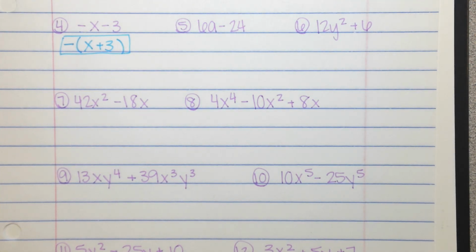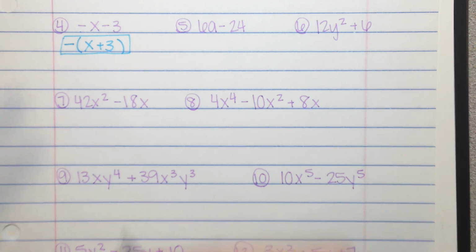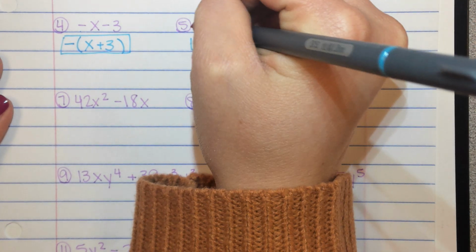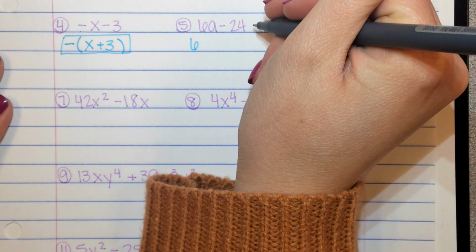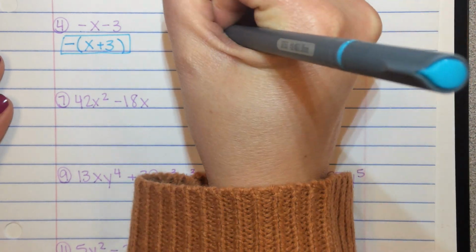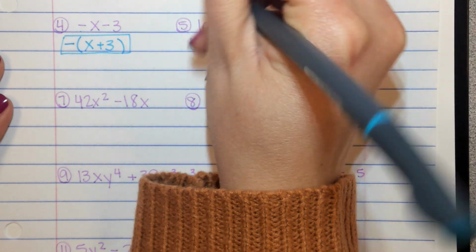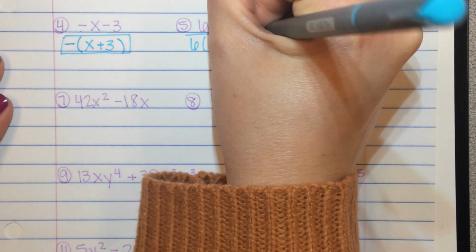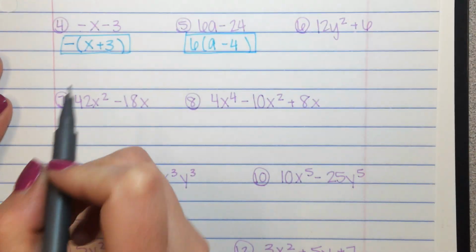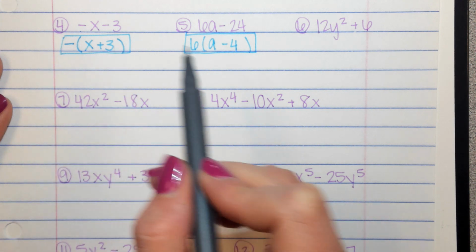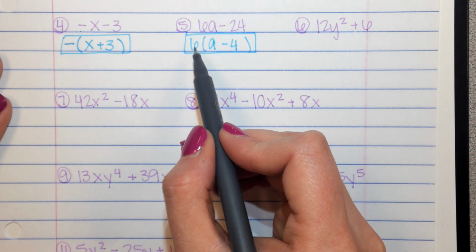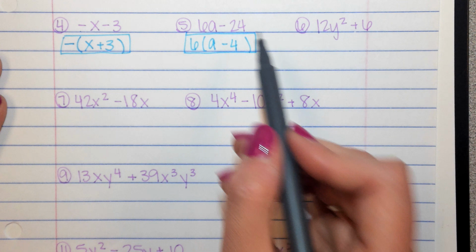Okay. Number 5, we have 6a minus 24. What's the biggest number that goes into 6 and 24 evenly? It's 6. Both of them do not have an a, so we can't pull one out. So 6a divided by 6 is just a. Negative 24 divided by 6 is negative 4. Okay, and you can always check your answers by doing the distributive property. So 6 times a is 6a, 6 times negative 4 is negative 24.